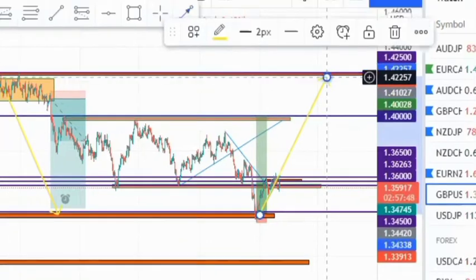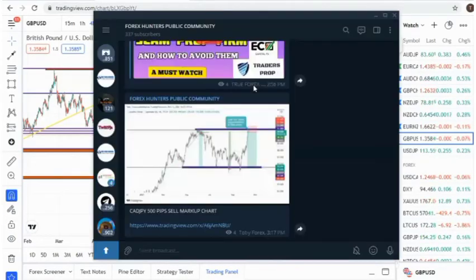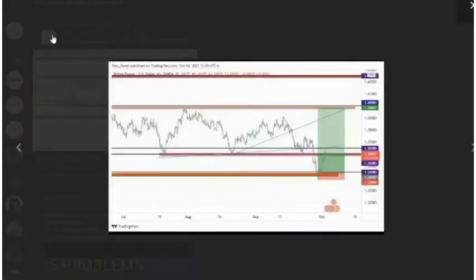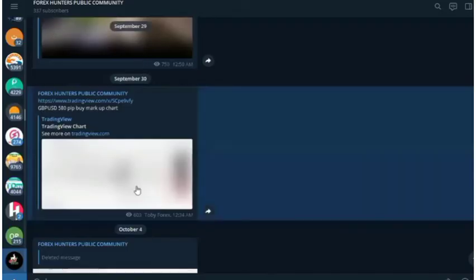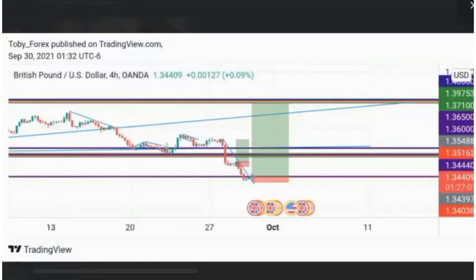This trade, I think I posted it on my Telegram community. Let's go to the Telegram community. This was not here. I sent it out on September 30th. That's basically the chart here.